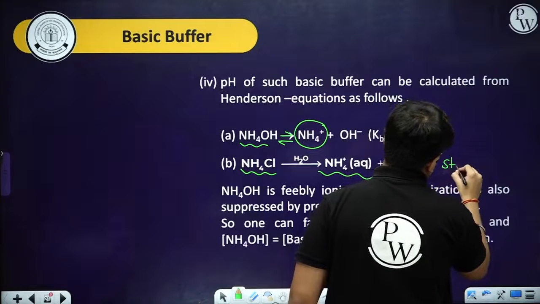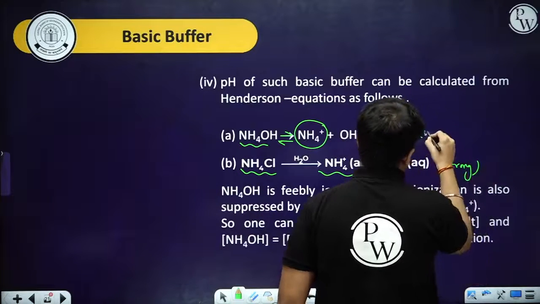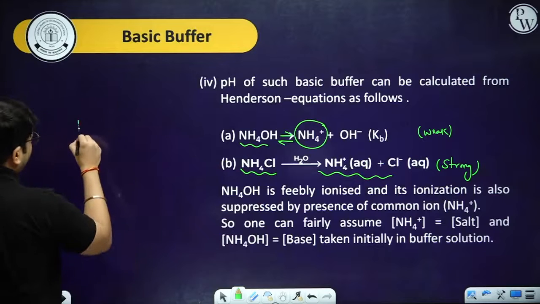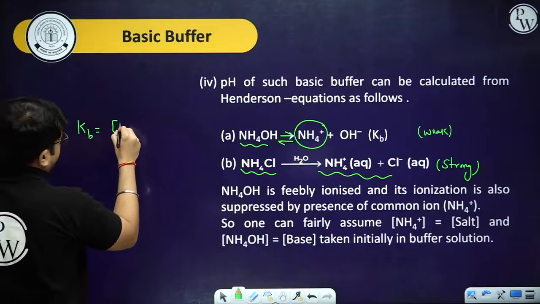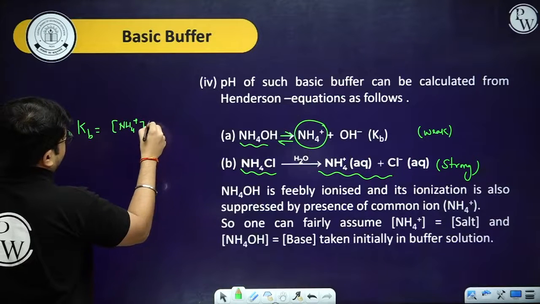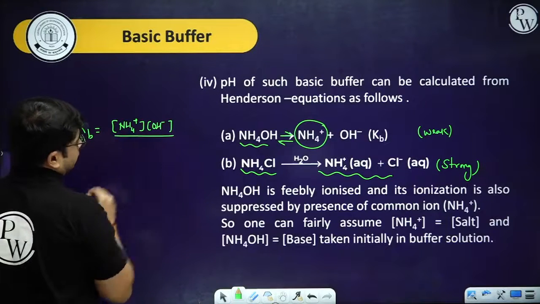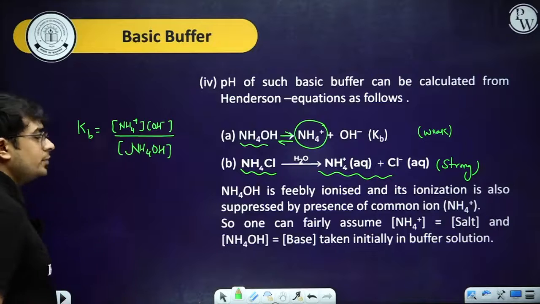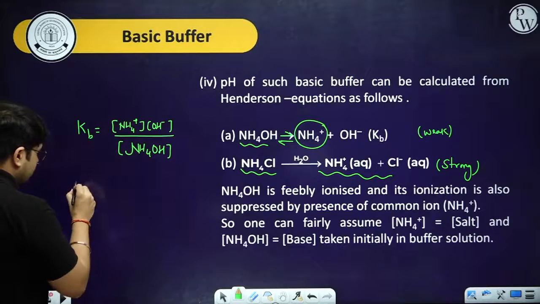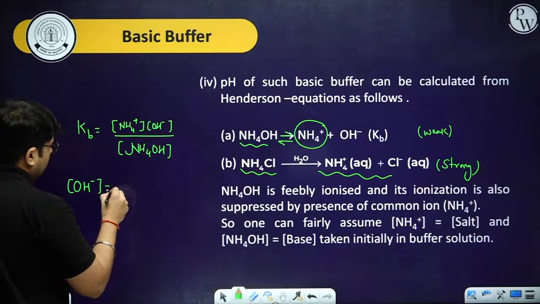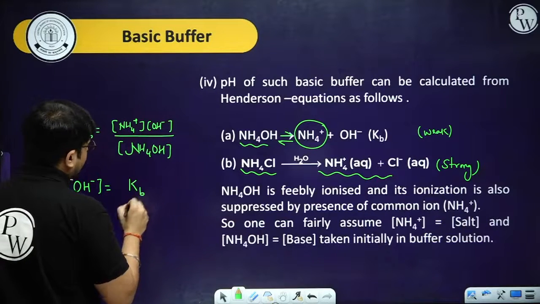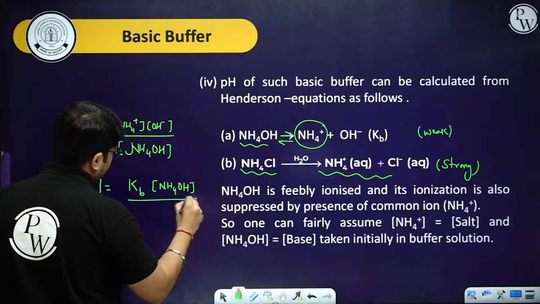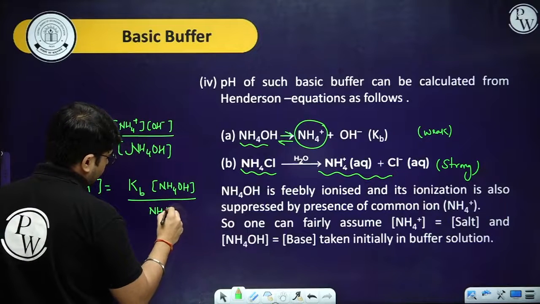This is a strong component, but this one is a weak component. So I can say that Kb of this entire reaction will be the concentration of NH4 positive and OH negative divided by NH4OH. That will be the part. From that calculation, you can say that the OH negative concentration will be equal to Kb into the concentration of NH4OH divided by the concentration of NH4 positive.